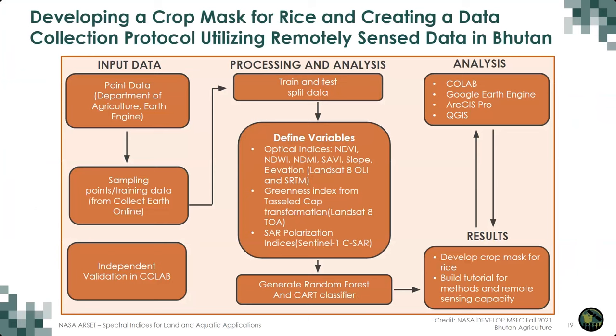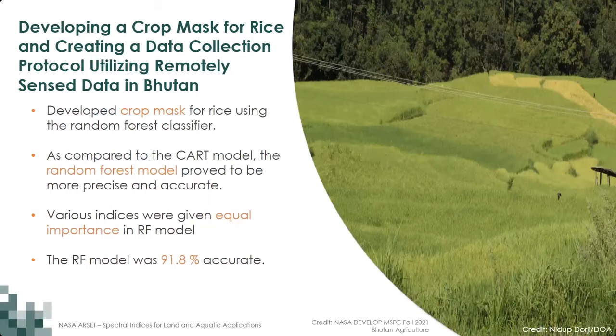The final steps involved creating the crop mask for identifying rice in Bhutan using the random forest classifier as the primary model and a classification and regression trees, also known as a CART model, as a baseline model to compare it to. To analyze the results, the team used CoLab, Google Earth Engine, ArcPro, and QGIS. For their results, the team successfully developed the crop mask for rice using the random forest classifier for the 8 districts of Bhutan. Visually, the random forest model proved to be more accurate and precise than the CART model, as the result was more robust using the random forest classifier.